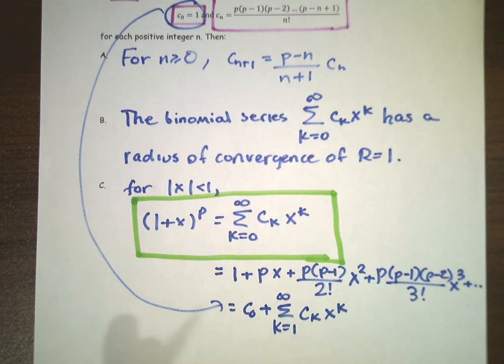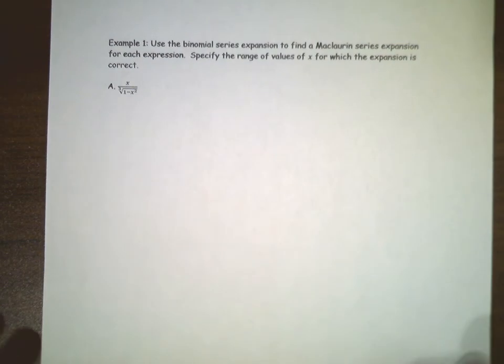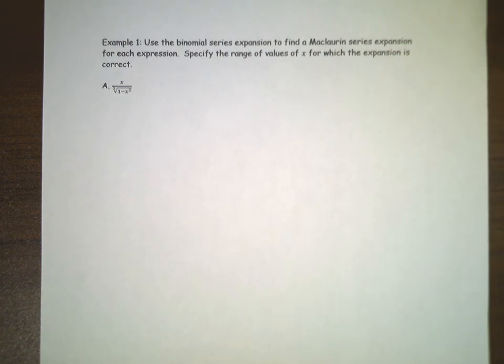So now let's go ahead and try an example of this. Let's use the binomial series expansion to find the Maclaurin series expansion for each expression and specify the range of values of x for which the expansion is correct. Let's go ahead and do this.